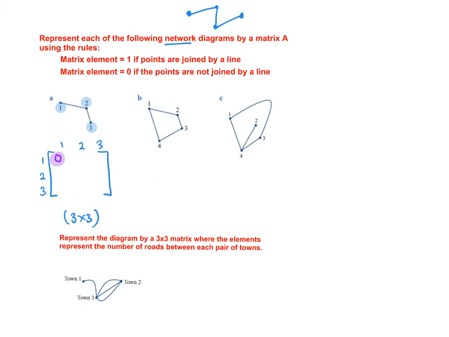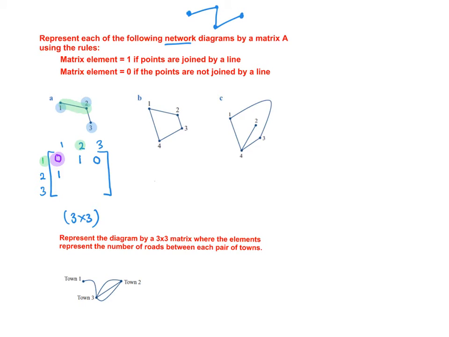Now, between 1 and 2, is there a path? Yeah. So we're going to put a 1. Okay. What about between 1 and 3? No, there's no, so we'll put a 0. Between 2 and 1? Yep, so 1.